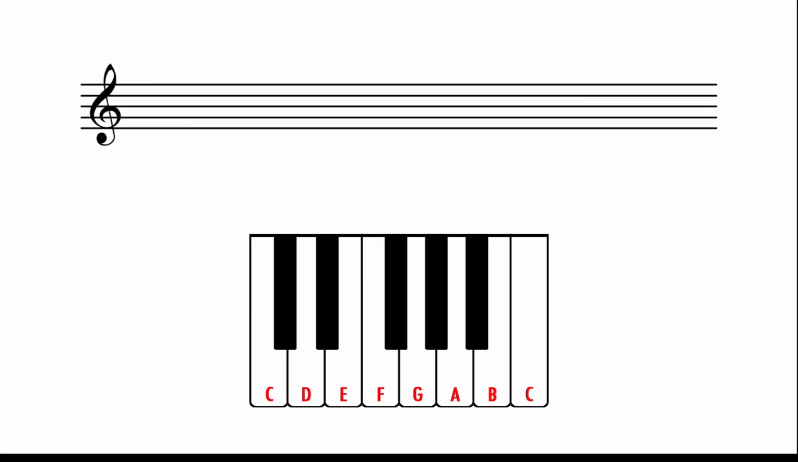In a chromatic scale, the notes are moving all in half steps or semitones. This is how it sounds. First ascending and then descending.